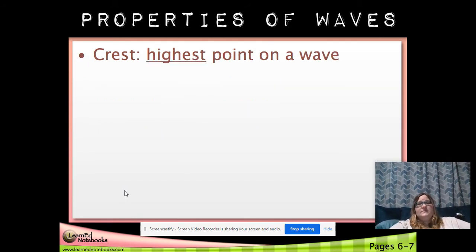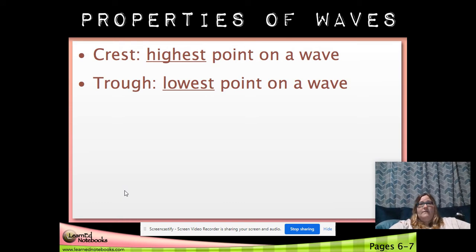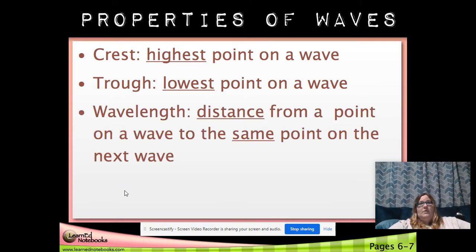This one has a crest, which is the highest point, a trough, the lowest point, and a wavelength, which is the distance from a point on a wave to the same point on the other wave, either from crest to crest or trough to trough.